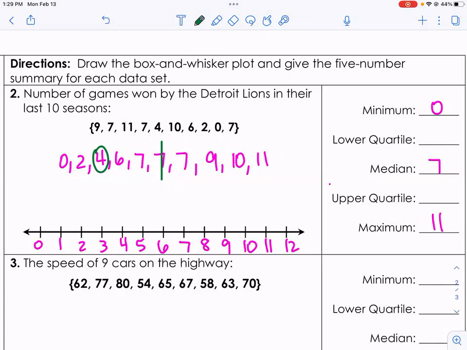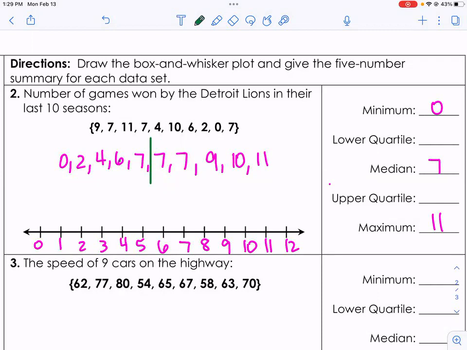Oh, I missed a number. Didn't I? Yeah, I did. Uh-oh. Okay. Wait, there's 10 data points. 1, 2, 3, 4, 5. 1, 2, 3, 4, 5. There, it's right there. There we go. I misunderstood your question. You are missing a number.